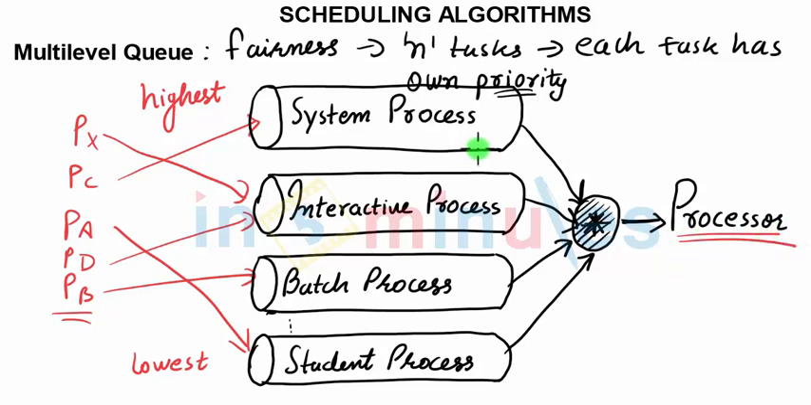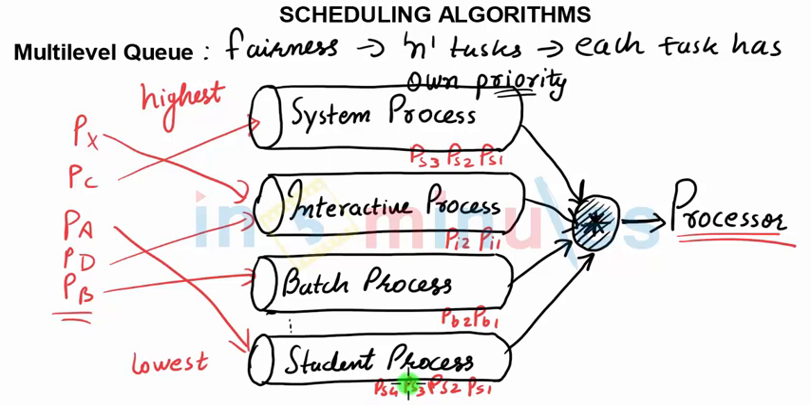Consider we had a queue. Consider PS1, PS2, PS3 and so on for the system process. Similarly, PI1, PI2 for the interactive process, PB1, PB2 for the batch process, and PS1, PS2, PS3, PS4 and so on for the student process.